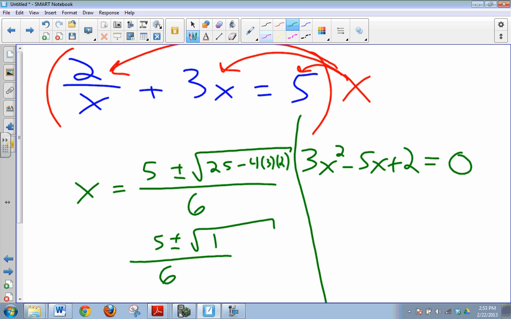Oh, this does factor. It would have factored. It's alright. The reason that I know that it would have factored is because the square root's going to simplify. We're going to get two nice numbers. Okay. So what are our two answers here?